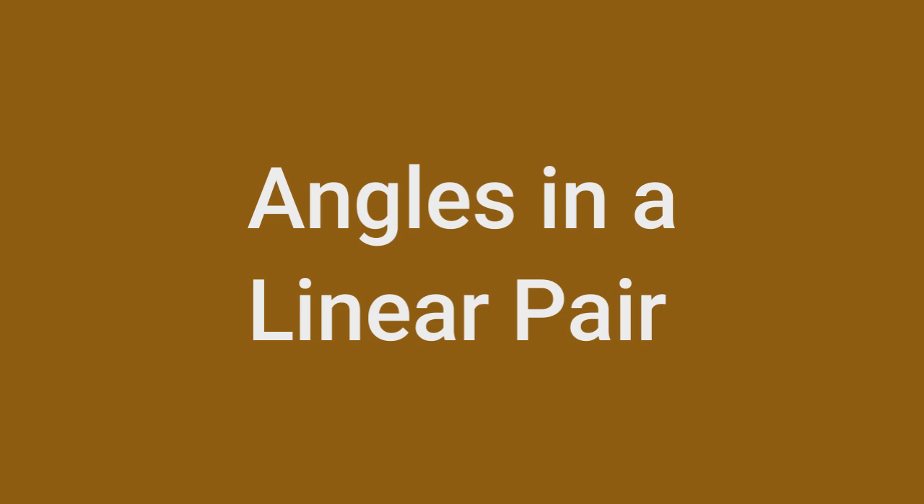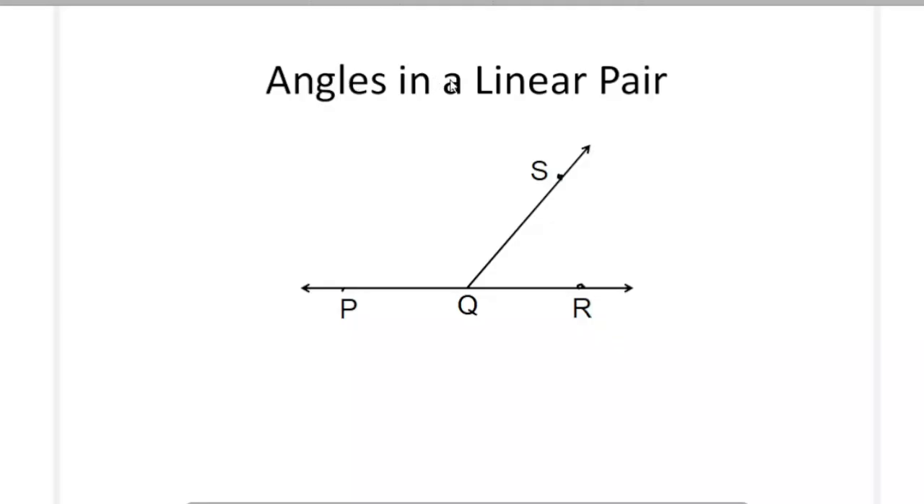So here first we will see angles in a linear pair. See here, this is line segment PR. It is a straight line. This segment QS is touching the line PR at point Q. Segment PR is a straight line and here two angles are formed.